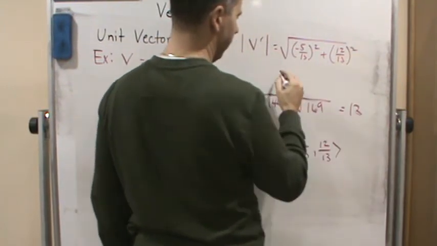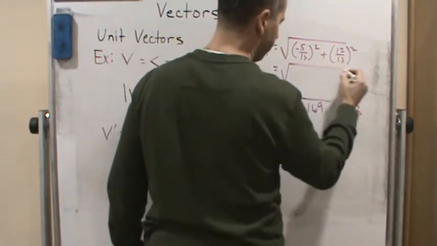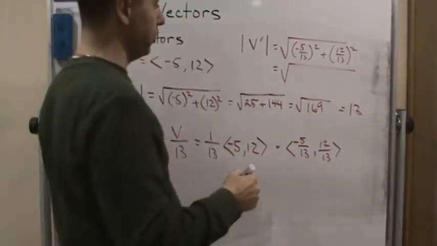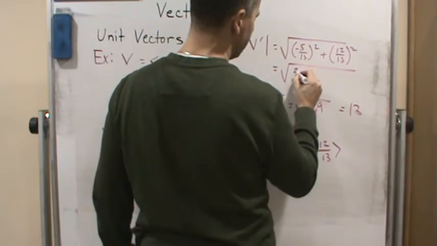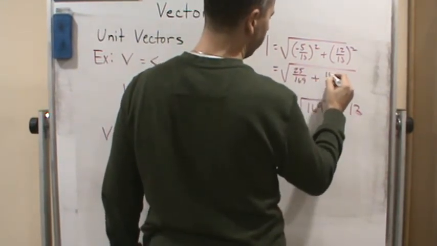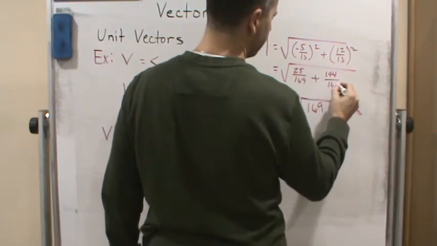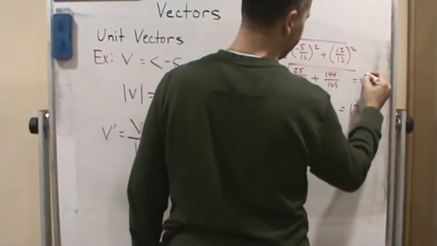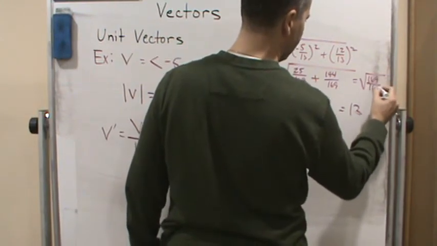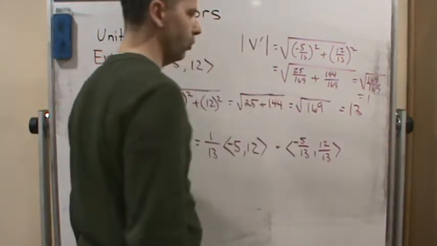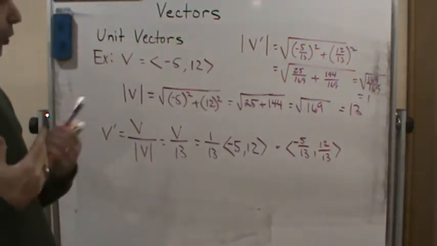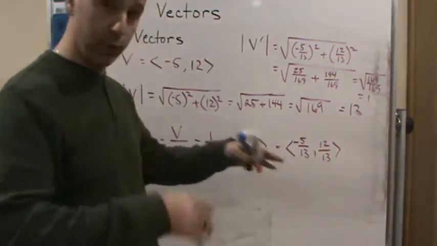12/13 squared. Well, let's figure this out, right? So the magnitude should be 1. If it's a unit vector, the magnitude should be 1. So let's do it. So this will be 25 over 169 plus 144 over 169. And look what we get. We get the square root of 169 over 169, which is equal to 1, because the square root of 1 is 1. And we're done. So this is a unit vector. We just proved that it works.